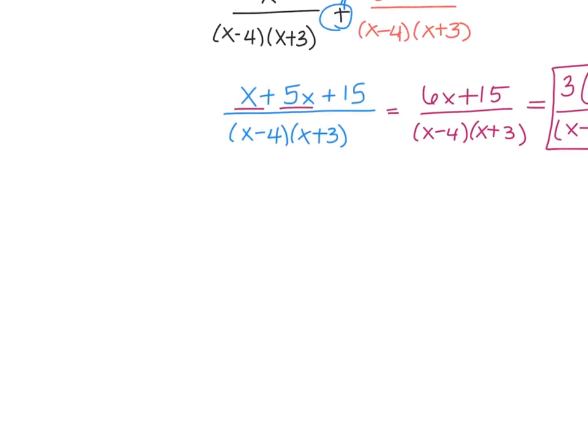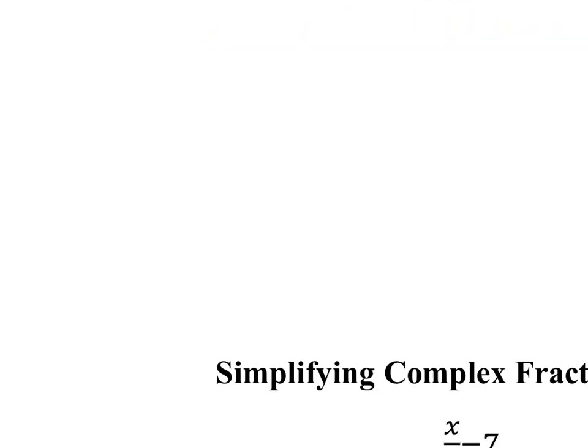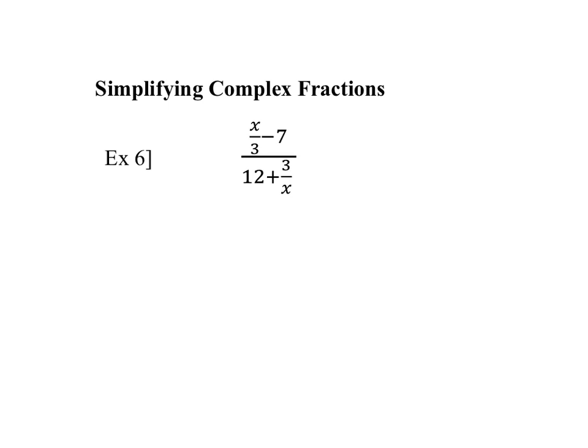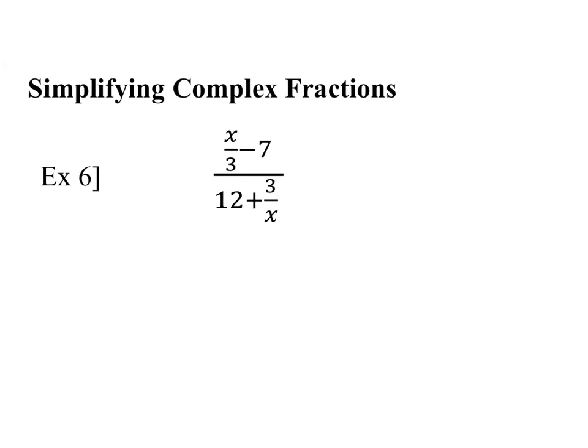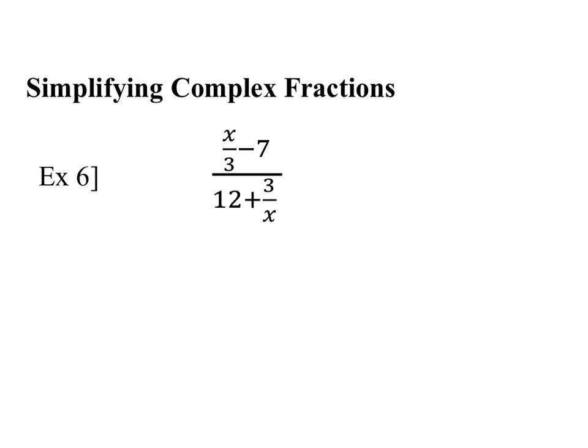Last thing is, well, what happens if I've got all kinds of these complex fractions? So that's these right here. Simplifying the crazy ones. Okay, so x over 3 minus 7 all over 12 plus 3 over x. When you're trying to simplify complex fractions like this, here's what I would suggest. I would suggest looking at the numerator only and the denominator only. So the first thing we're going to do is look at the top only.